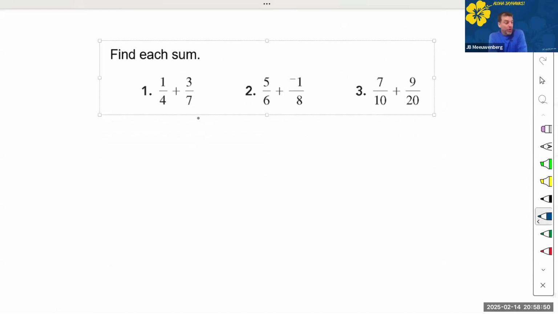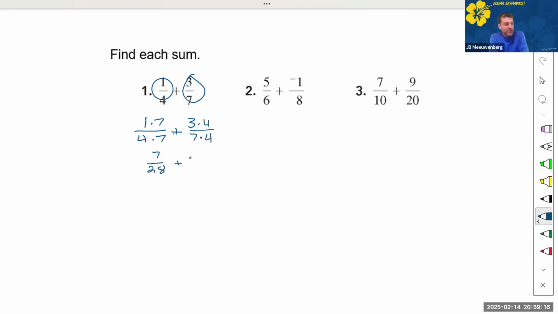So for the first one, again, we've got denominators of 4 and 7. I'm just going to multiply those 2 denominators to get my common denominator. So for this first one, I will do 1 times 7 over 4 times 7 plus, and over here, I'm going to do 3 times 4 over 7 times 4. So this fraction got multiplied by 7, and this one by 4. Let's simplify that to 7 over 28 plus 12 over 28. And now we can add those numerators, 19 over 28.